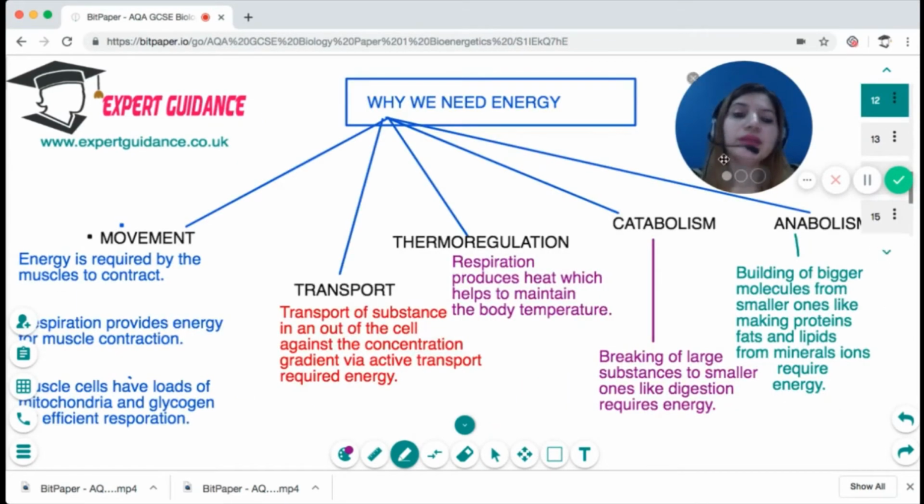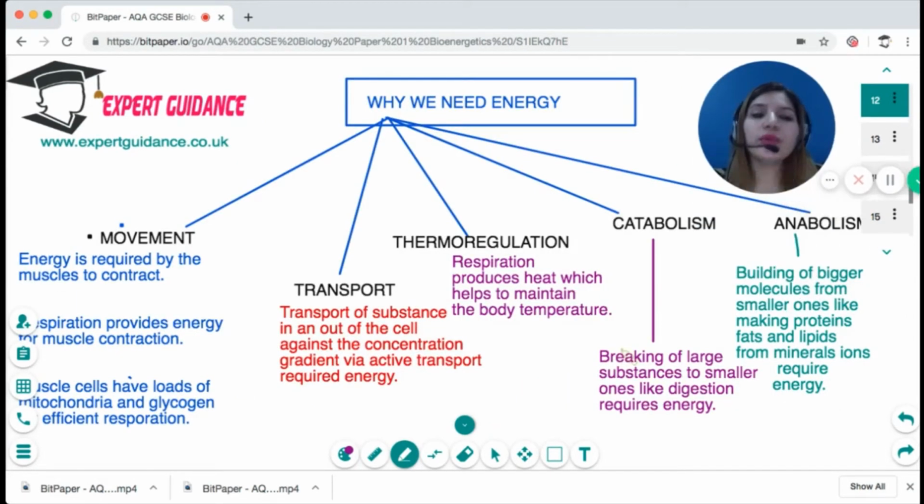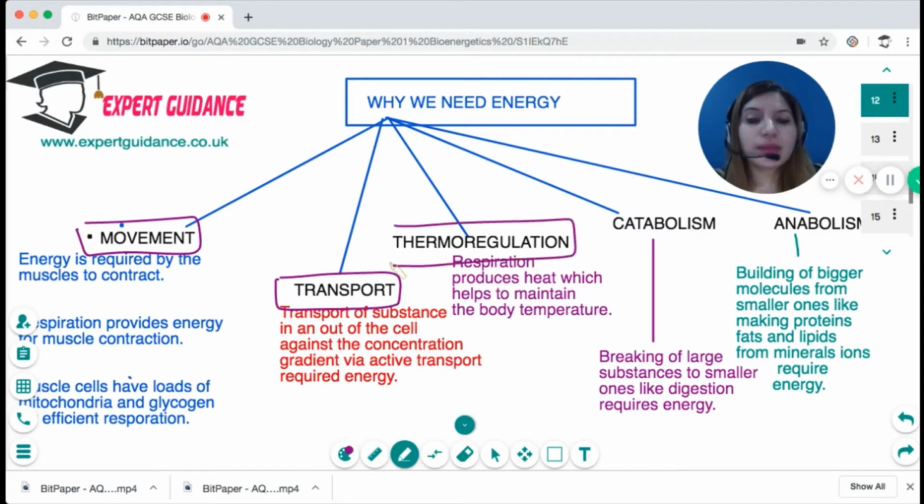Okay. Now, the question is, what is the importance of respiration? Why do we need energy? Now, we need energy for these reasons. We need energy for movement. We need energy for transport of substances. We need energy to maintain the body temperature. We need energy to do catabolism. Catabolism is breaking down reactions of the body. We need energy for anabolism. Anabolism is making bigger molecules in the body.